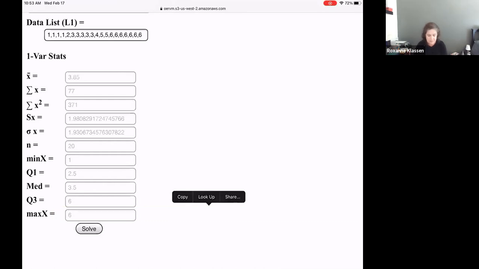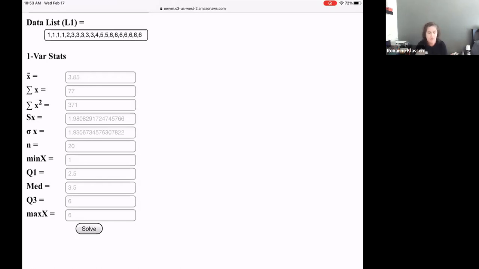So that was 77. You don't have to worry about the sum of the squares or the next one that says s or the sigma of x. Those all relate to the standard deviation that we're going to talk about tomorrow. The next one, n equals, do you see that 20? That tells you there were 20 data points in this set. So we could do 77 divided by 20 and we would get that 3.85.